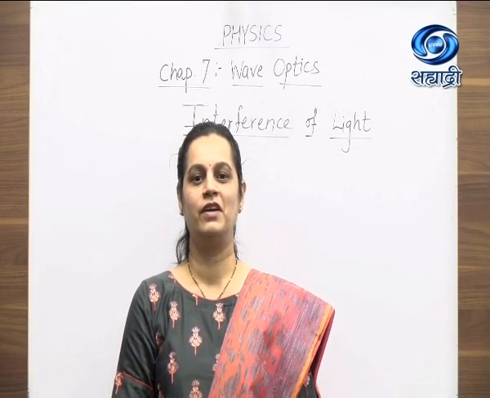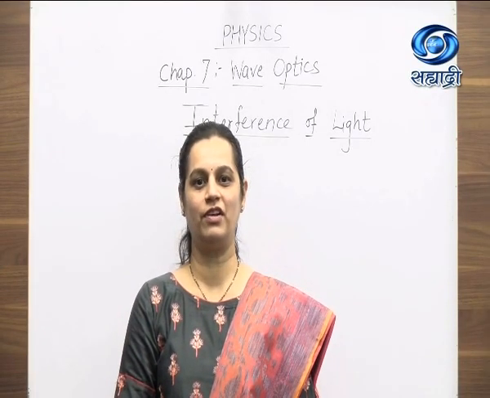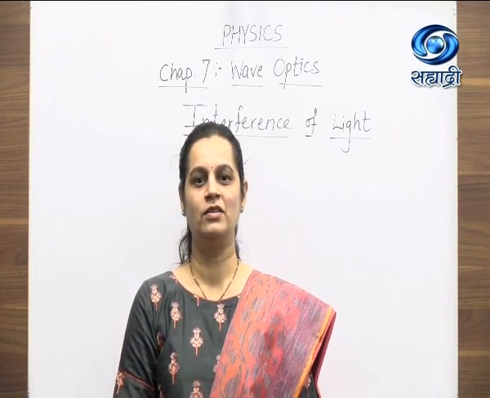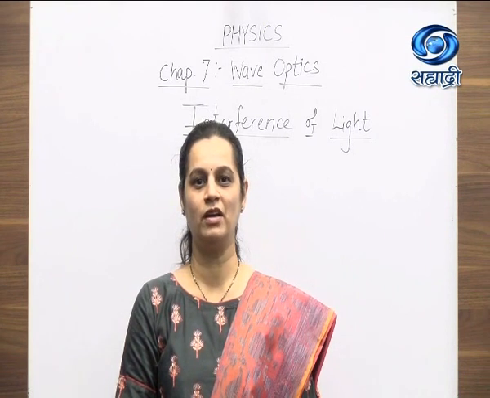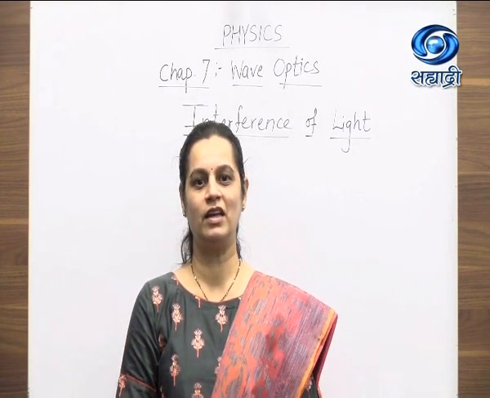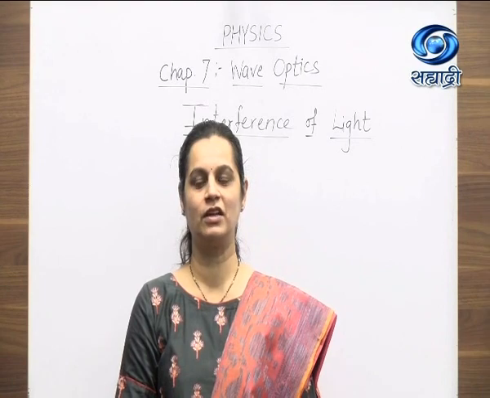In this lecture, we have seen interference of light, Young's double slit experiment, and the position of bright and dark fringes obtained on the screen. We have not yet finished the topic. We will see the remaining things in our next lecture.